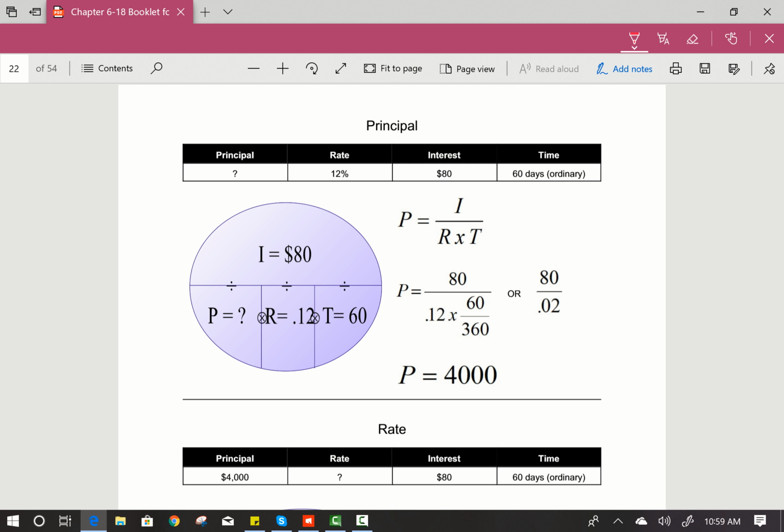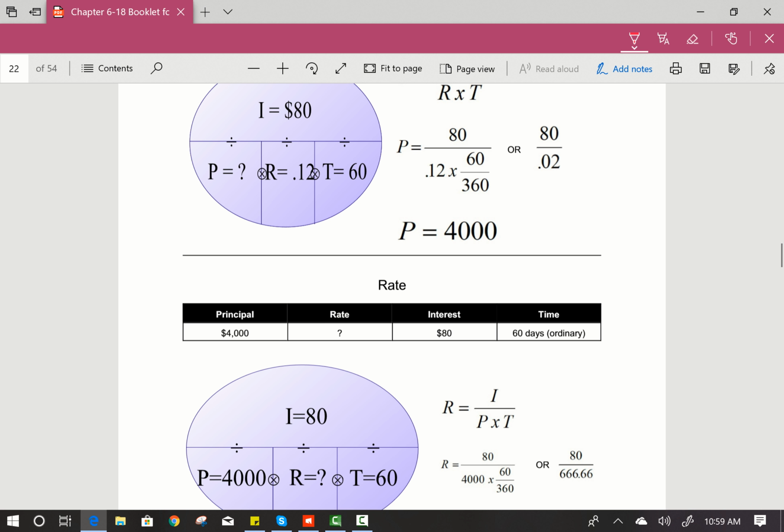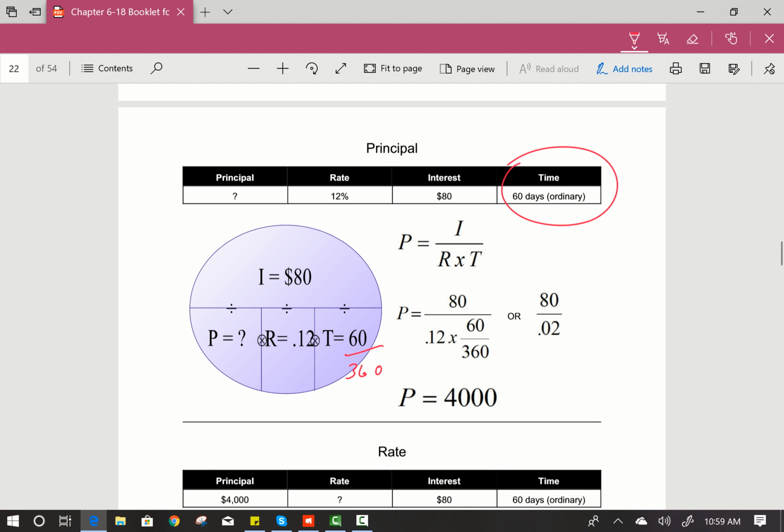Okay, we have interest of $80, and we have principal that we're looking for. We don't know what the principal is, but we have a rate of 12% or 0.12, and then we have time for 60 days. Now look up here in the problem, and the time is ordinary, so that's a 360-day year. So I'm going to put that over 360. I forgot to put that on the handout. And so I'm solving for the principal.